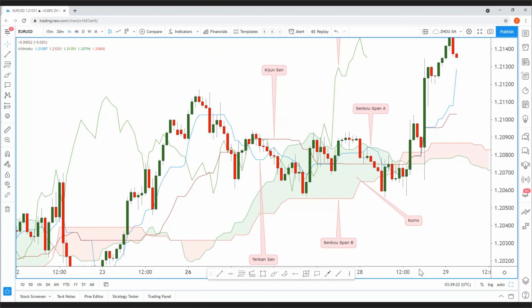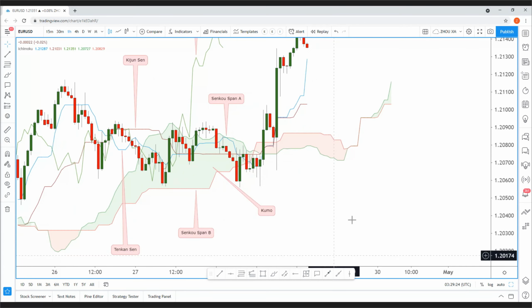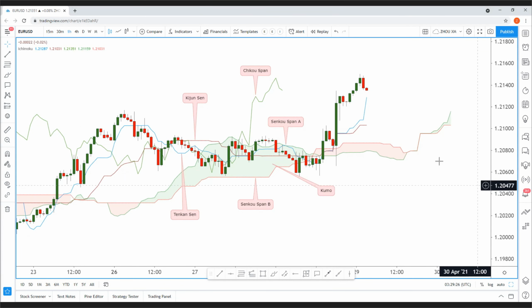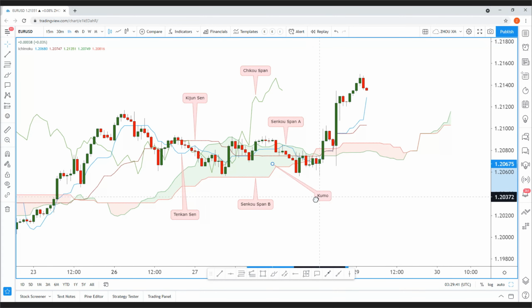All right, so that's basically it for our entire components. I've gone through the Kijun, I've gone through the Tenkan, I have gone through the intersection of the Tenkan and the Kijun. I went through the Senkou Span B, as well as the Kumo. For the Kumo, I've talked about the thickness of the cloud, the color of the cloud, and the position of the cloud.